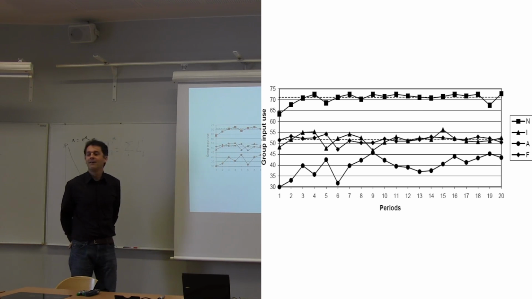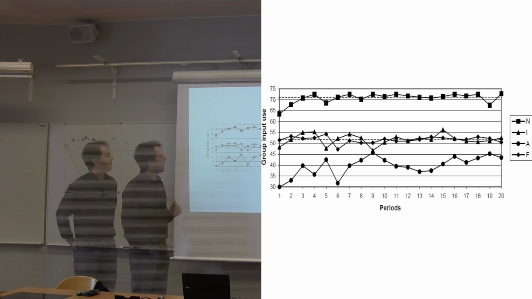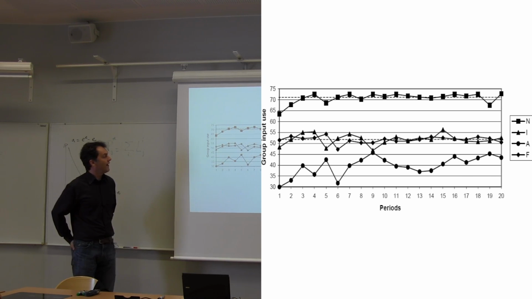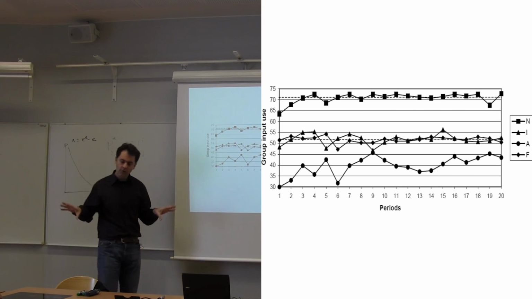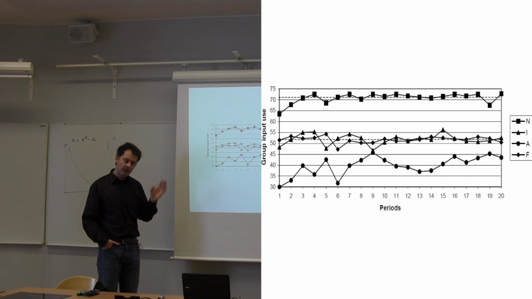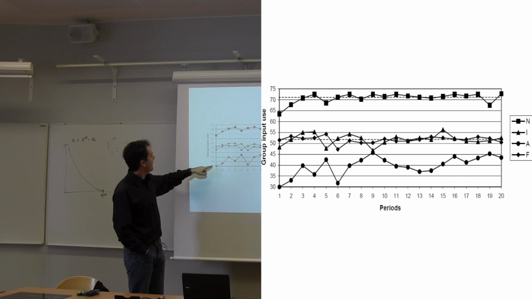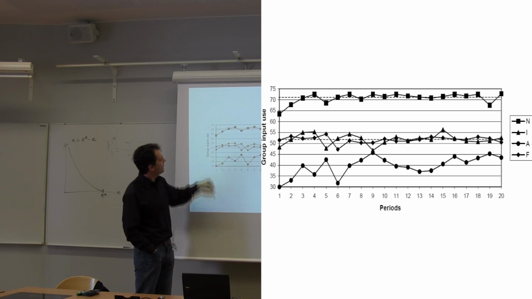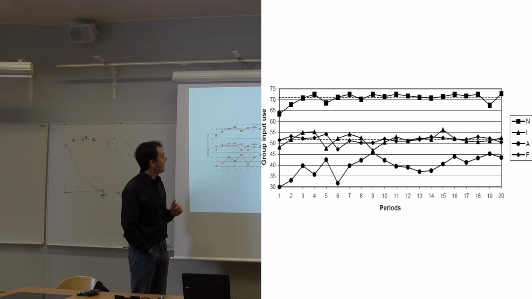Here is the result of this experiment. So they had the different groups. Each group played one of the 4 treatments 20 times. And here you have the total pollution on average for each group of 4 people.